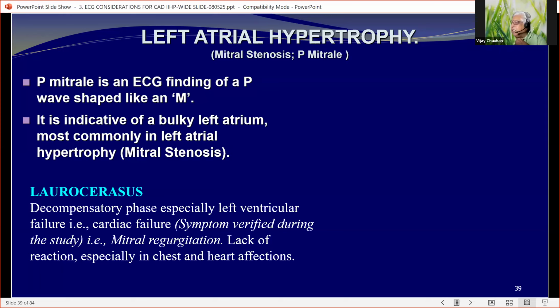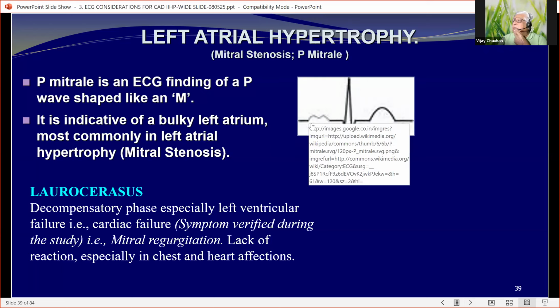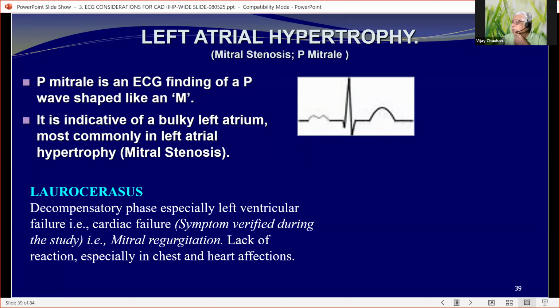And mitral stenosis is because of rheumatic heart disease, valvular heart disease. And valvular heart disease can be congenital also, can be acquired also. Here it is a acquired heart disease because of rheumatic fever. So this is the configuration of P wave. Can you see? This M-shaped configuration is of P wave.